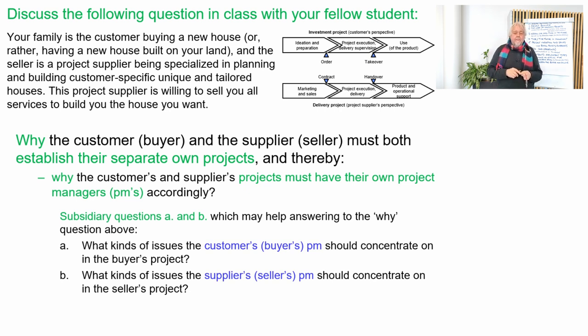Well, at the upper part of this picture, there is a story about the context of your buying and someone's selling: your family is the customer and you're buying a new house, and you contract a supplier who builds a house on your land based on your desires. And then there are the subsidiary questions A and B, what the customers' project managers should concentrate on and what the suppliers' project managers should concentrate on. But now the question is why the customers' and suppliers' projects must have their own project managers, or own project organizations.